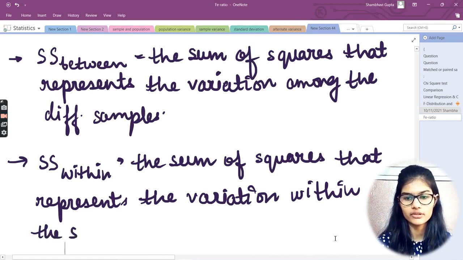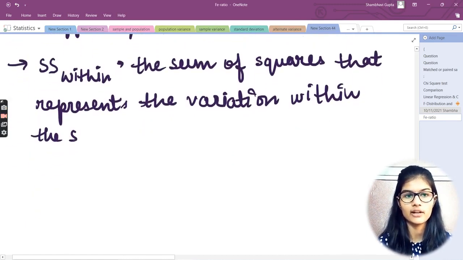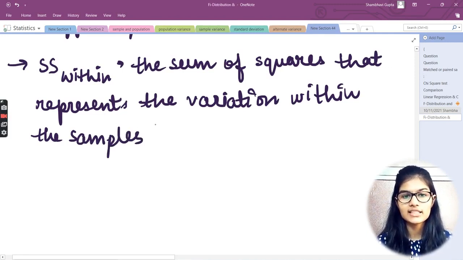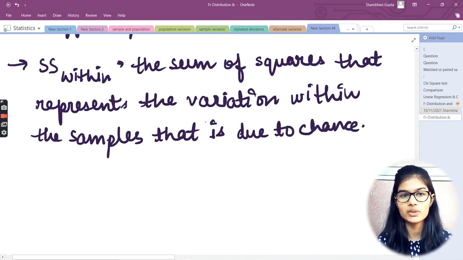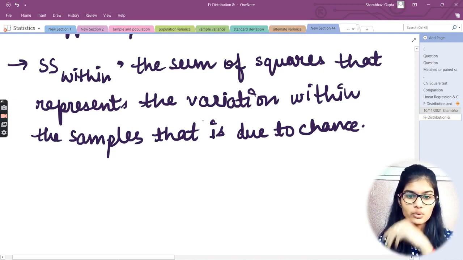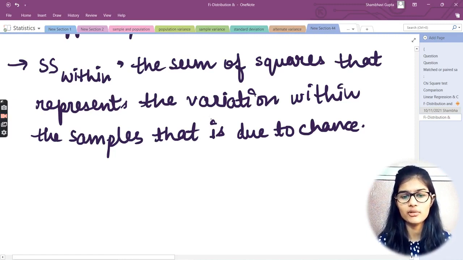Let me get out some space right here. The sum of squares SS within represents the variation within the samples, which is due to chance. So here goes the chance. So SS within is basically the sum of squares that represents the variation within the samples, and that is basically due to chance, right?